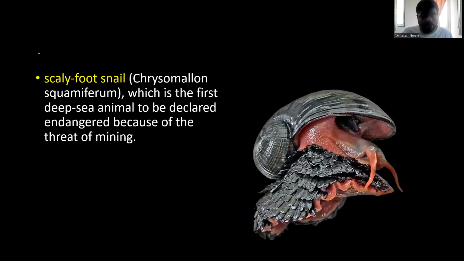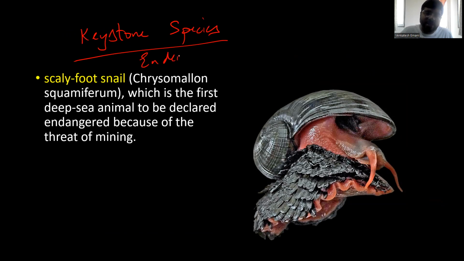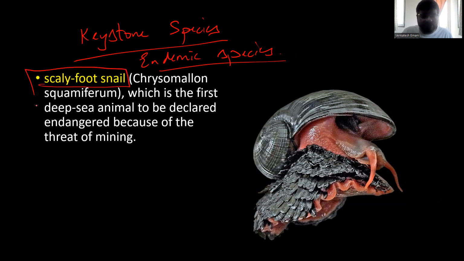Number two, what about the impact on the endemic species or the keystone species? Keystone species means those which are at the top of the food chain, and the endemic species are those which are exclusively found only there, which are nowhere else found, right? One such thing, there is a species called the scaly foot snail, which is the first deep sea mollusc which is regarded as endangered because of the threat of mining. Now you can see the scaly foot snail, recently in the news, is associated with which part of the world? Deep sea mining, right?